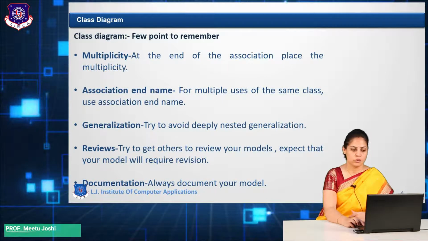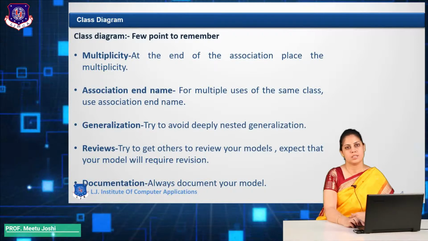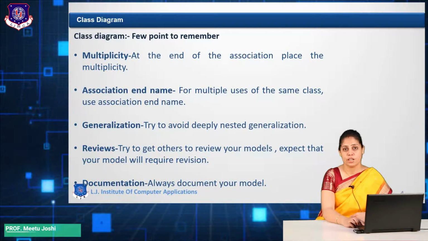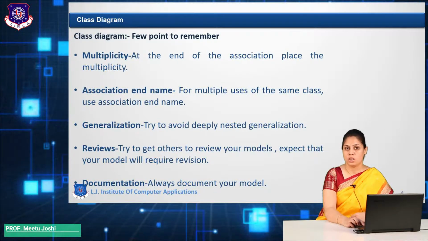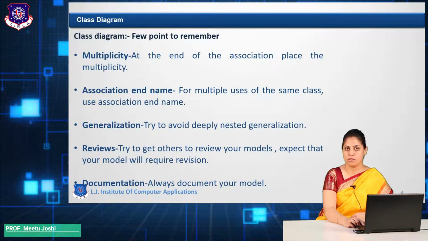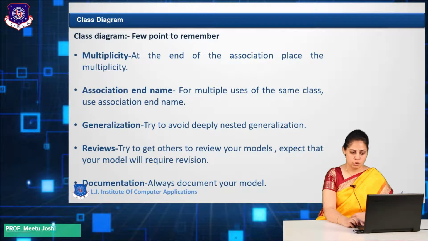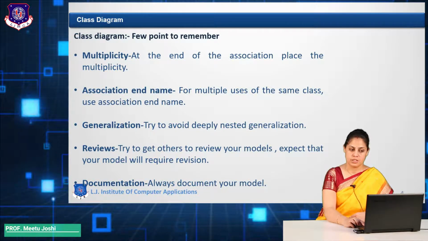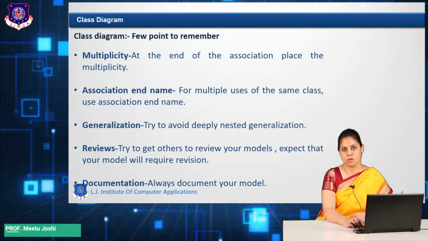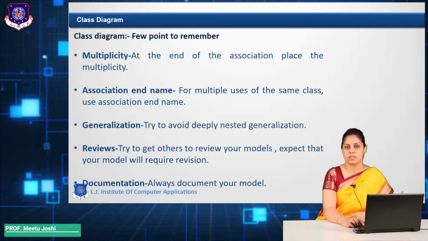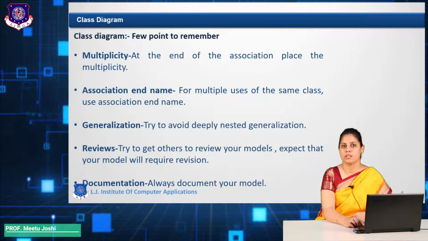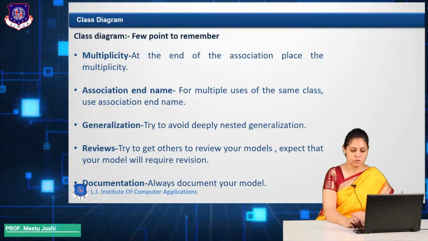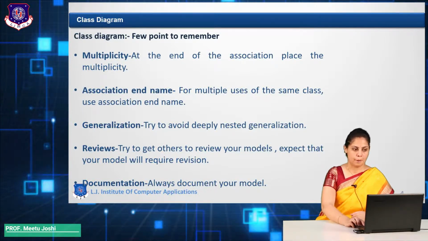Next is generalization. We always try to avoid deeply nested generalization. Review: as we know, at the first attempt we cannot draw the exact model, so we have to review our model many times. And the last one is documentation. We should always document the model and maintain versions of the model, so that in the future, if there is any problem, we can understand it by using the documentation.